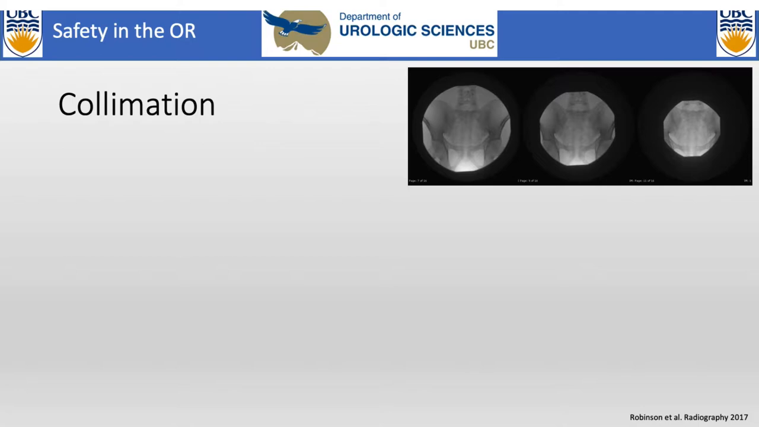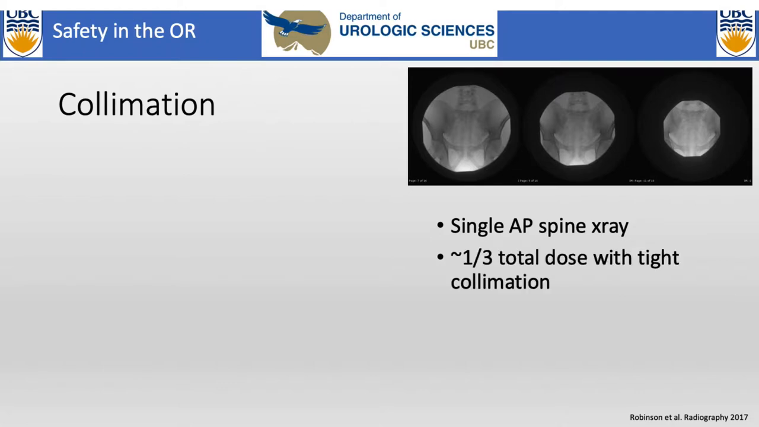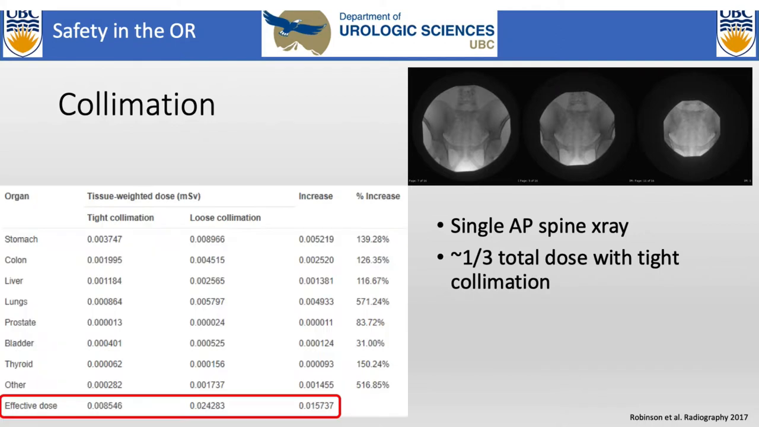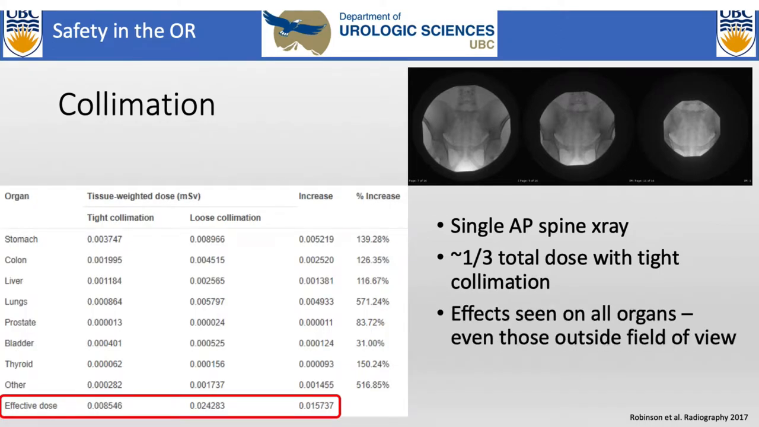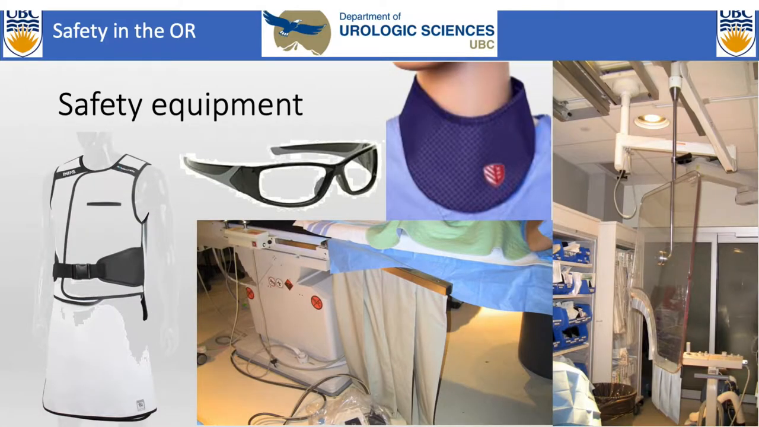The next thing is to collimate. If you don't need to see the entire body, don't x-ray the entire body. Drop your image down. A simple study looking at a single AP spine x-ray was able to drop the dose to around a third just by doing tight collimation around the spine. The effects were seen on all organs, not just the ones included in the field. So the scatter radiation matters as well.